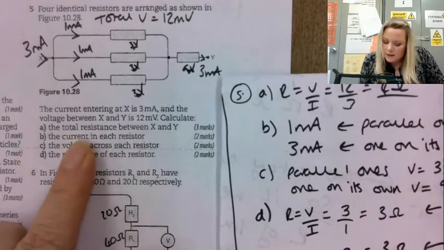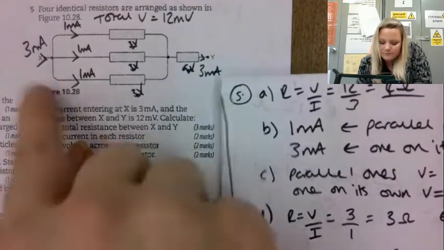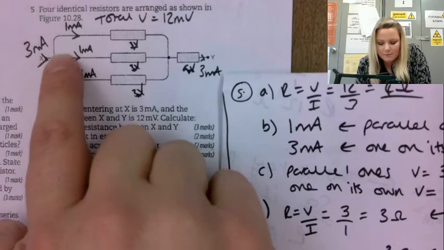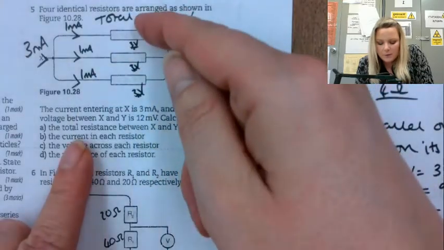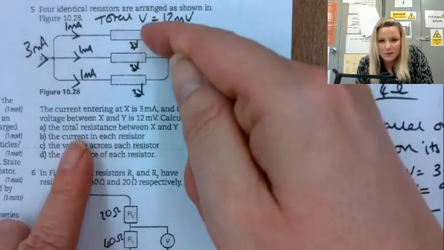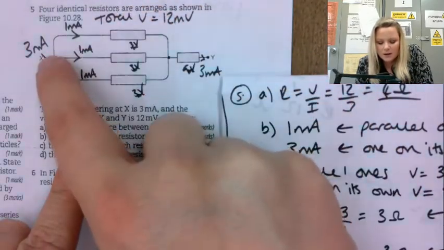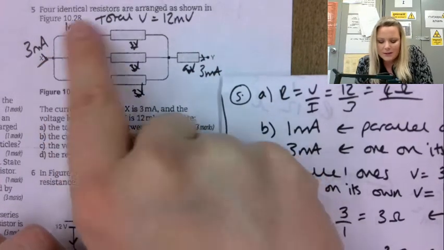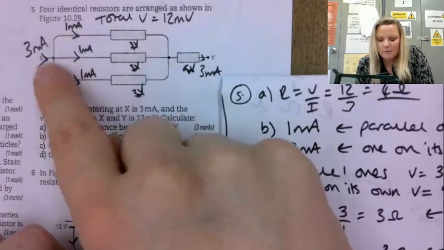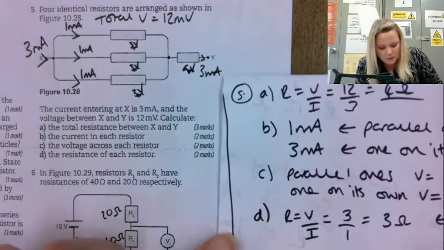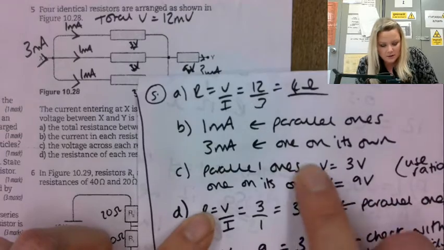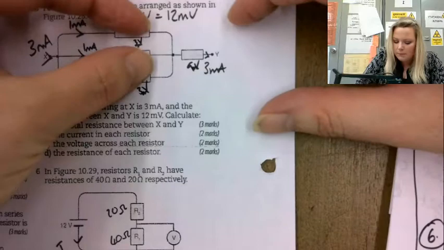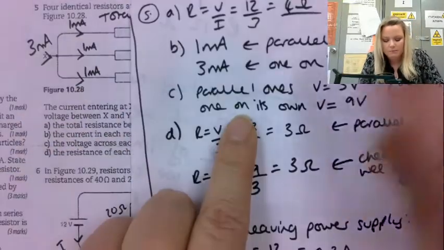Now, next we want the current in each resistor. So we've got 3 milliamps coming in here, and we know current splits across things in parallel. Well, we were told at the start that each resistor has the same resistance. So that means the 3 milliamps are going to split equally. So we're going to have 1 milliamp, 1 milliamp, and 1 milliamp. So the way I've written that in my answer is the ones that are in parallel are getting 1 milliamp each. Then that's all going to combine again to give us 3 milliamps for the wee one on its own.